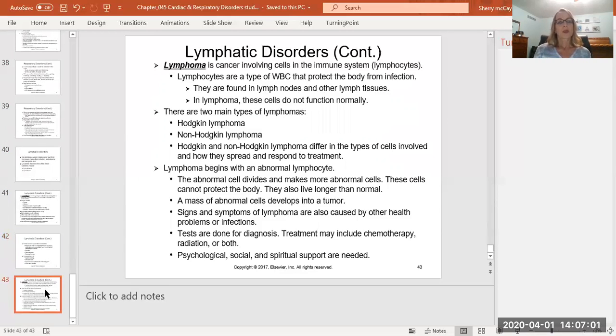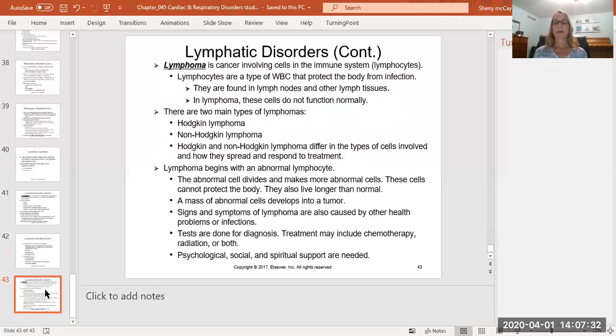Now, lymphoma, on the other hand, is cancer involving cells in the immune system. All right, the lymphocytes. Lymphocytes are a type of white blood cell that protects the body from infection. They're found in the lymph nodes and the lymph tissue. In lymphoma, these cells do not function normally. There's two types, Hodgkin lymphoma and non-Hodgkin. They differ in the types of cells involved, how they spread, and how they respond to treatment.